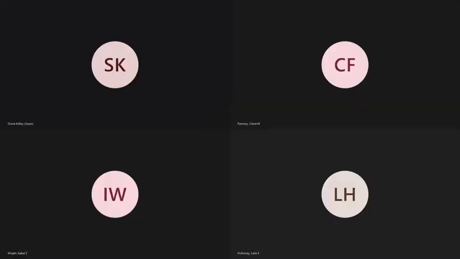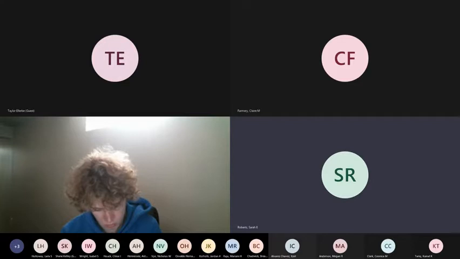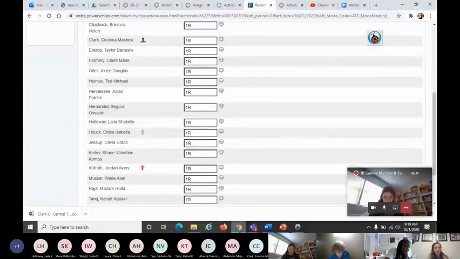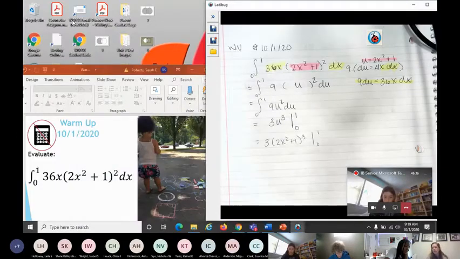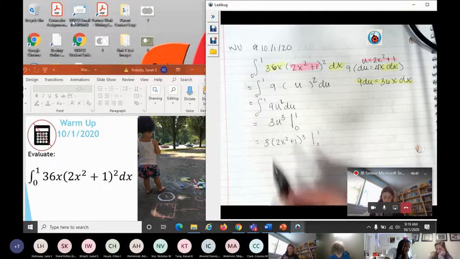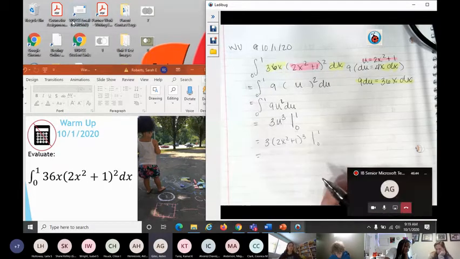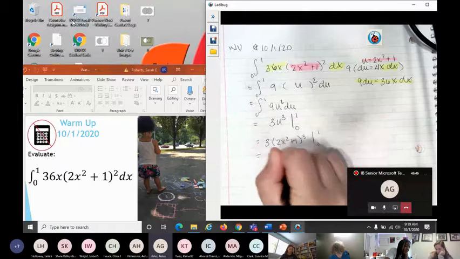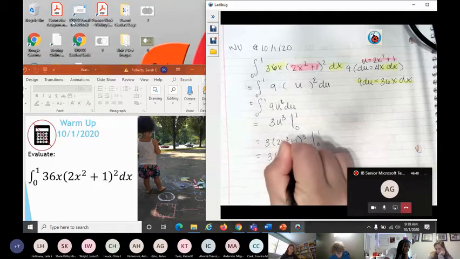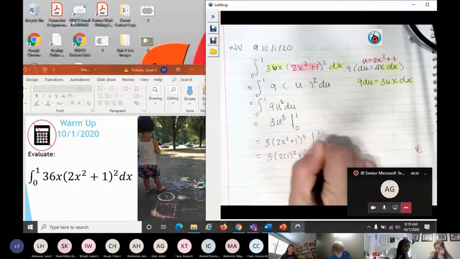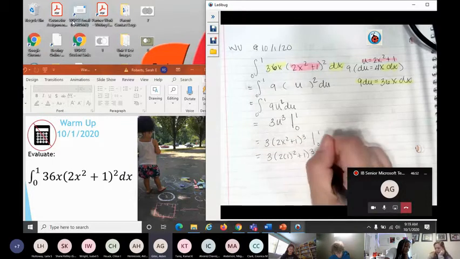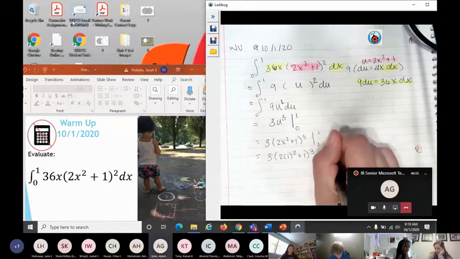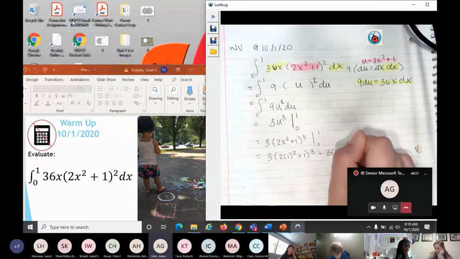That from 0 to 1. And then Aiden or Douglas, can you tell me how to evaluate this? You plug in 1 into the equation and subtract it from it plugged in 0. Yeah. So we're taking this, and then from that, we are subtracting the same thing, but with a 0 subbed in.